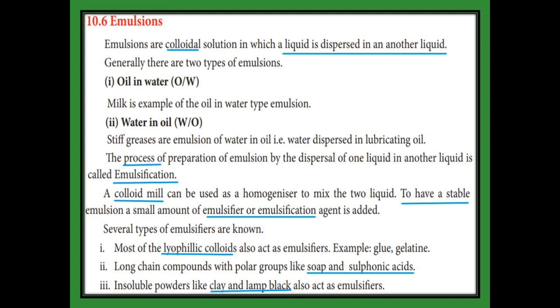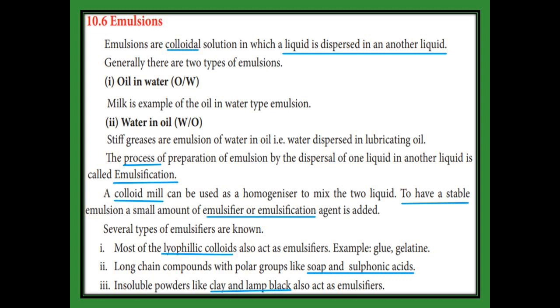For producing the emulsion we use a colloidal mill. This colloidal mill is a homogenizer. What does homo mean? Same. So we have two liquids, and when the two liquids mix we get the emulsion. So the colloidal mill is called a homogenizer. For example, if you mingle oil and water, they stay mingled for some time only. Afterward we see that the oil separates from the water. That does not happen in an emulsion.